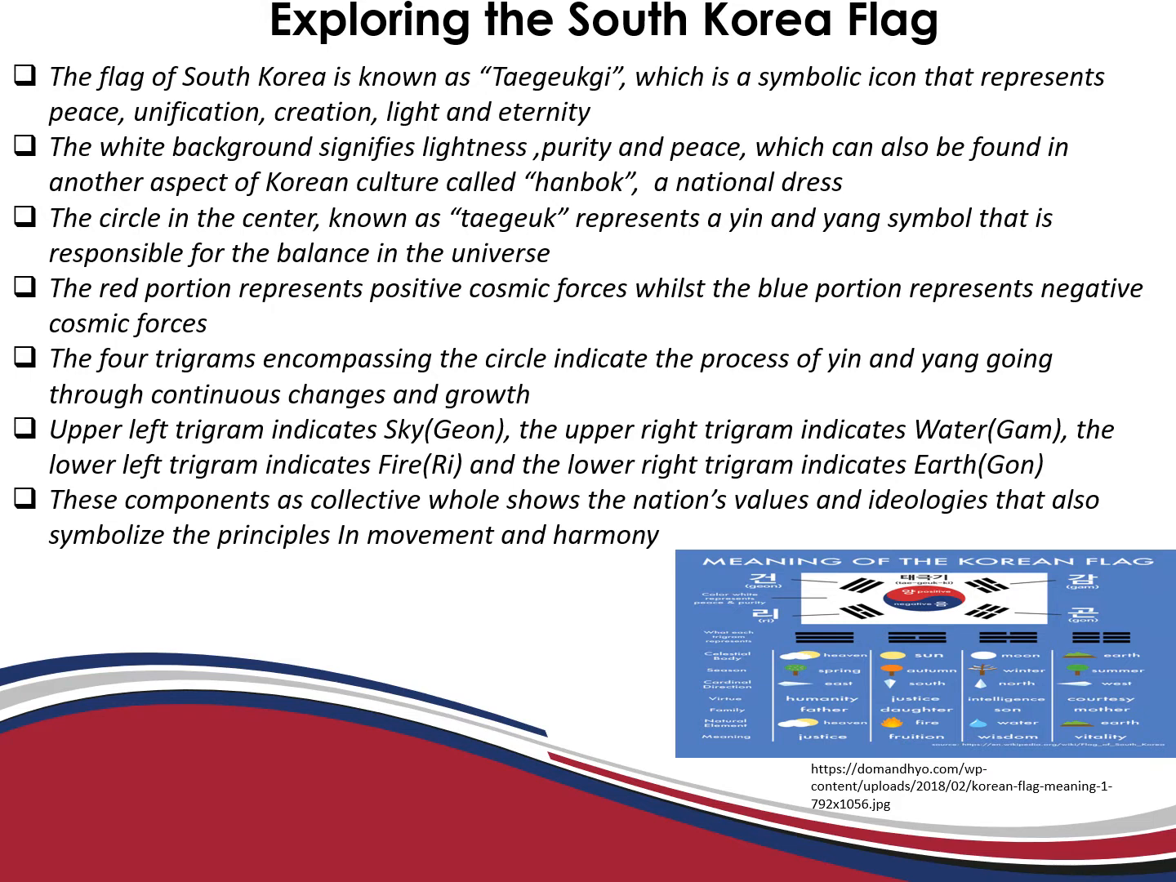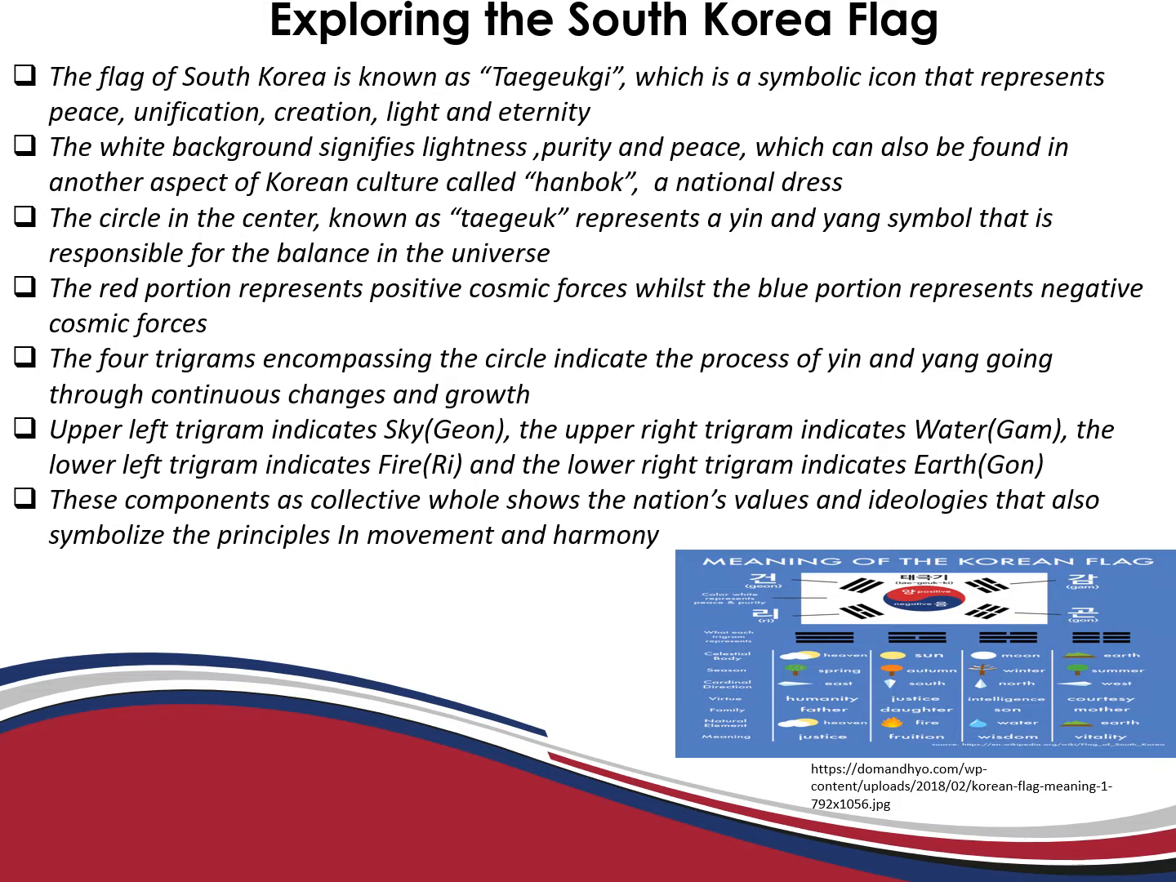The circle in the center is known as the Daegyuk, which represents a yin and yang symbol that is responsible for the balance in the universe. The red portion represents the positive cosmic forces, while the blue portion represents the negative cosmic forces. Moreover, the four trigrams encompassing the circle indicate the process of yin and yang going through continuous changes and growth.